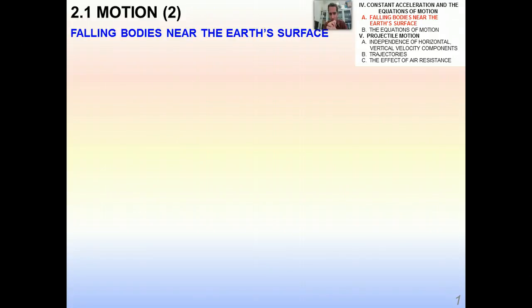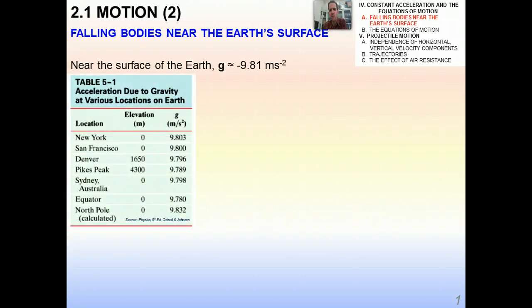Okay, so the first thing I want to do is remind you of how things fall near the Earth's surface and this concept of free fall, which we've gone over before in previous videos. Remember that near the surface of the Earth, the acceleration due to gravity, little g, is about 9.81 meters per second squared, and it's negative because it's always acting downwards towards the center of the Earth. And we talked about how g varies at various locations around the Earth.